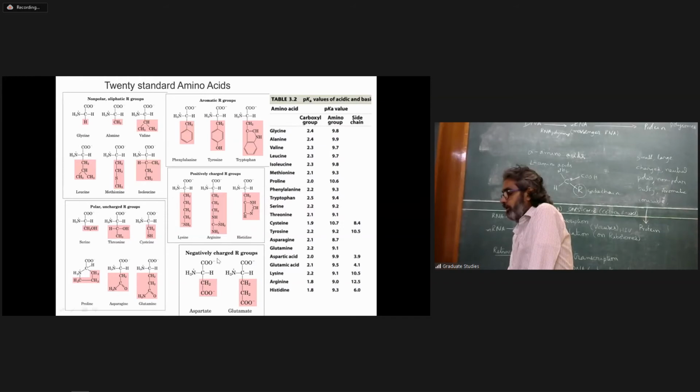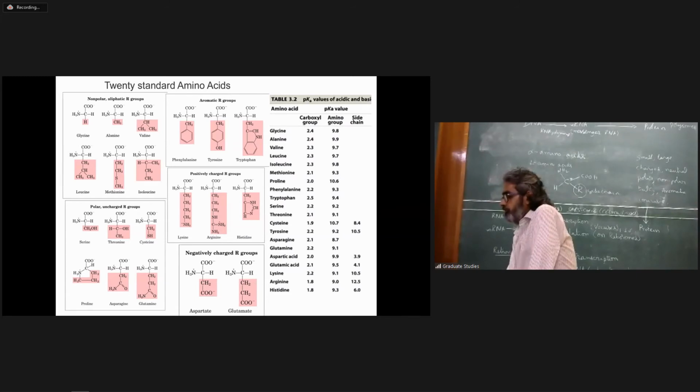And another group is negatively charged R groups, that's aspartic acid and glutamate. So there is a carboxylic acid group, which typically gives up protons at the physiological pH, that's pH 7.5. So they act as negative charges. So the side chains come in different varieties. You can have polar, non-polar, charged, uncharged, aromatic, reactive.